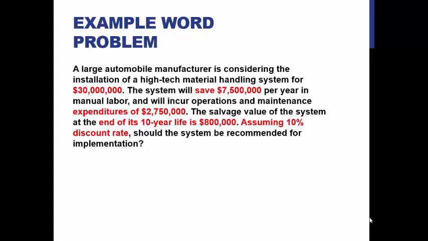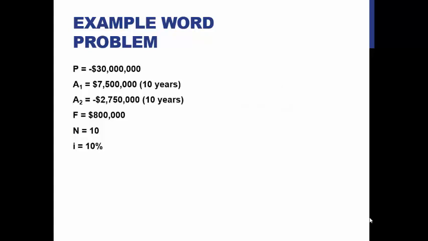The salvage value of the system is $800,000, 10-year life, and 10% discount rate. Put this into our variables. We've got P equals negative 30 million. A is going to be 7.5 million, and it's for 10 years. A2 is negative 2.75 million, also for 10 years.